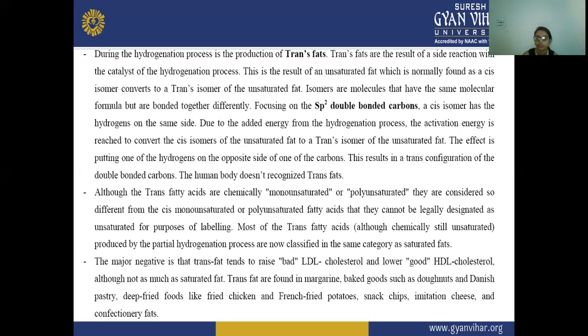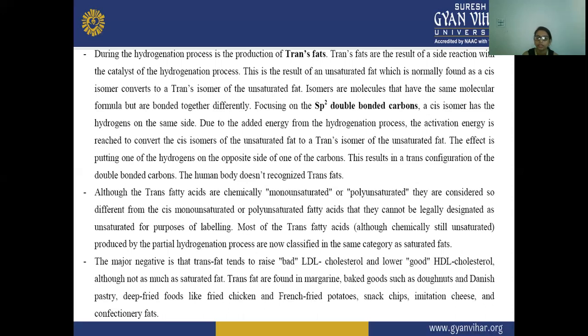Most of these trans fatty acids produced by the partial hydrogenation process are now classified in the same category as saturated fats. So these trans fatty acids, which are still chemically unsaturated, are produced by partial hydrogenation, and they are classified in the same category as saturated fats.